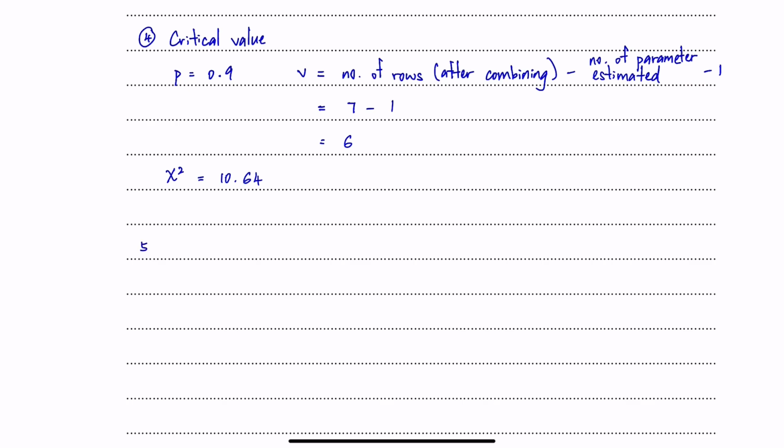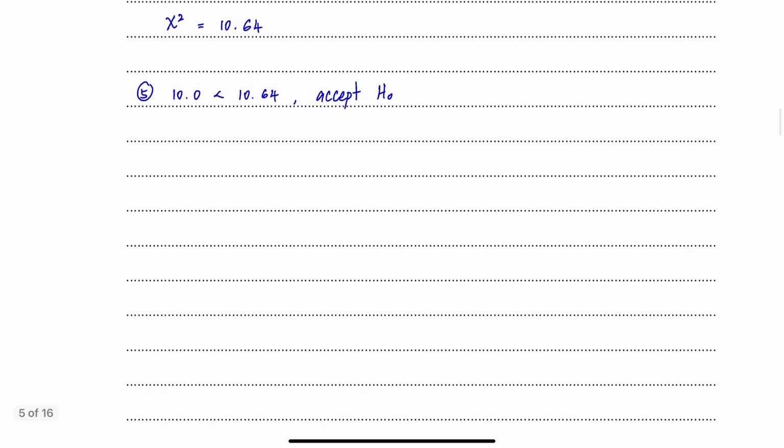So the fifth step, we have to make our decision. So 10.0 is less than 10.64. That means the test statistic is less than our critical value, and that's why we have to accept H naught, which is our null hypothesis. Step 6 would be our conclusion.